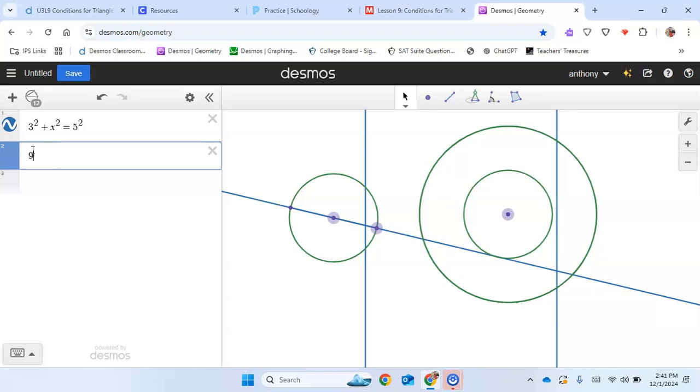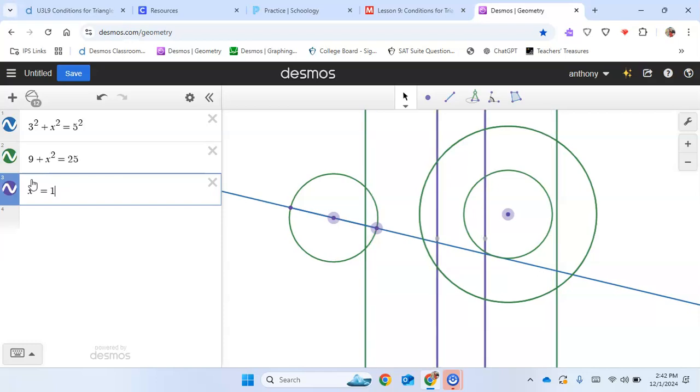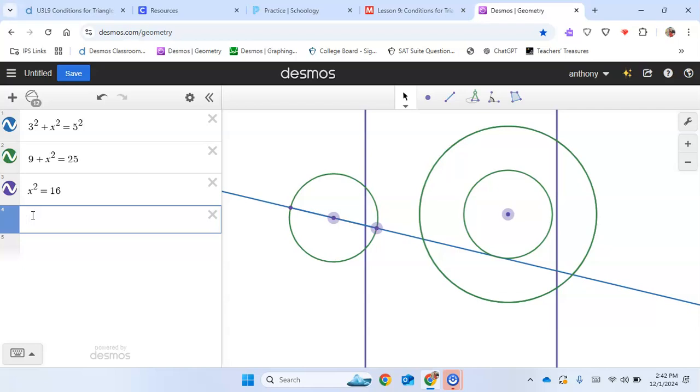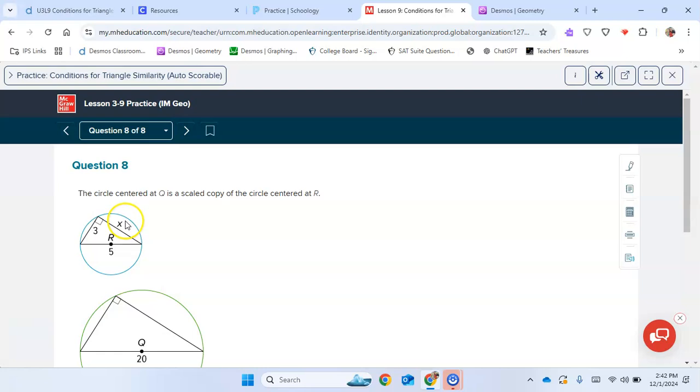3 squared is 9 plus x squared equals 25. We subtract 9 from both sides. We get x squared equals 25 minus 9, which is 16. And there's two answers: the square root of x squared is x, and the square root of 16 is 4 and negative 4. Alright, so we know x is 4.